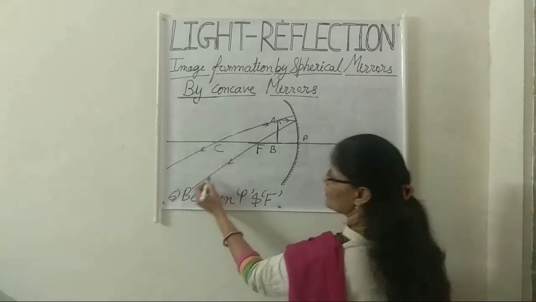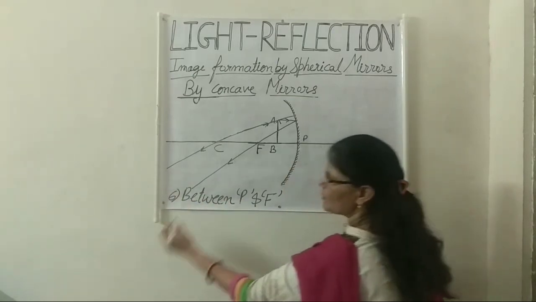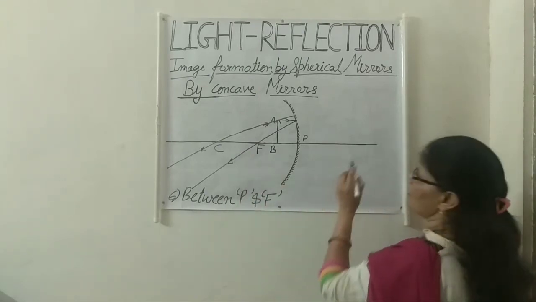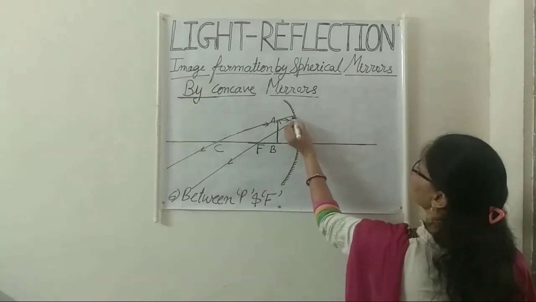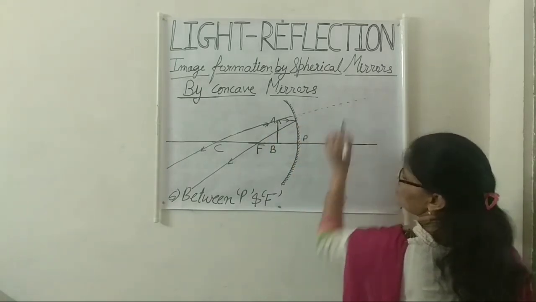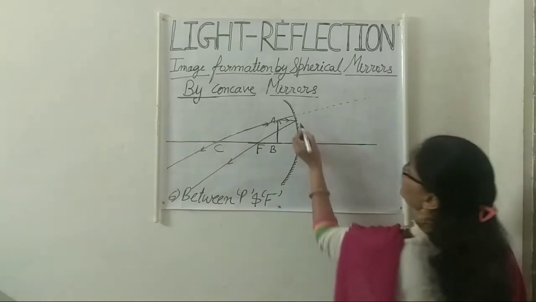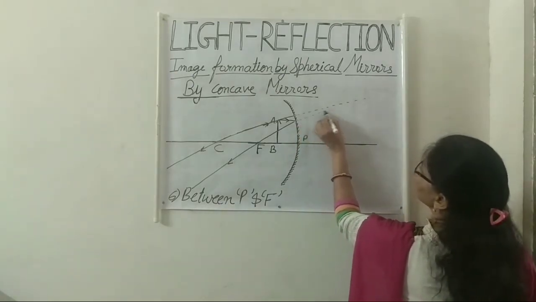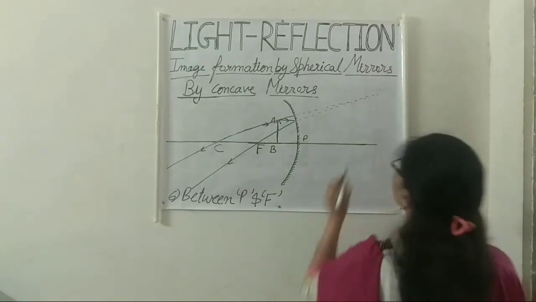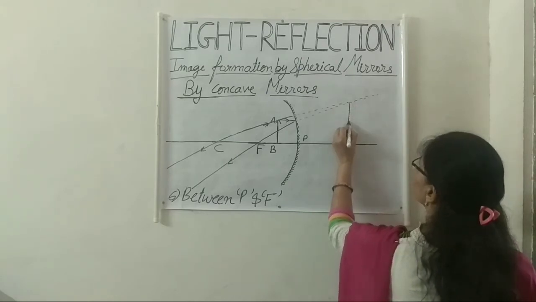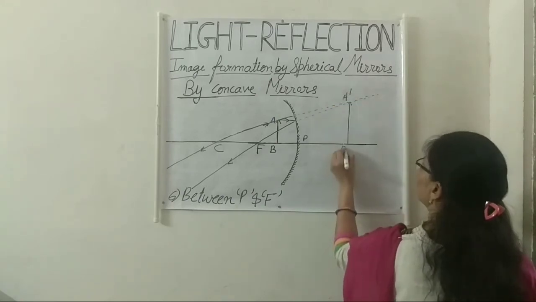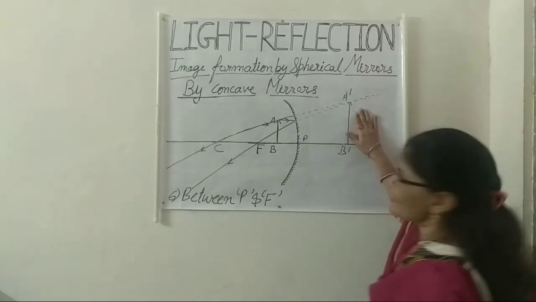If we extend these two lines, they will go apart, but they will not meet on this side, on the front side of the mirror. So let us extend these two lines on this side. This is the back side of the mirror, so we have to use dotted lines. We cannot use dark lines here. If we extend these two reflected rays, then they are meeting here. So the image formed will be here, A dash and B dash. So here the image formed is at the back side of the mirror.